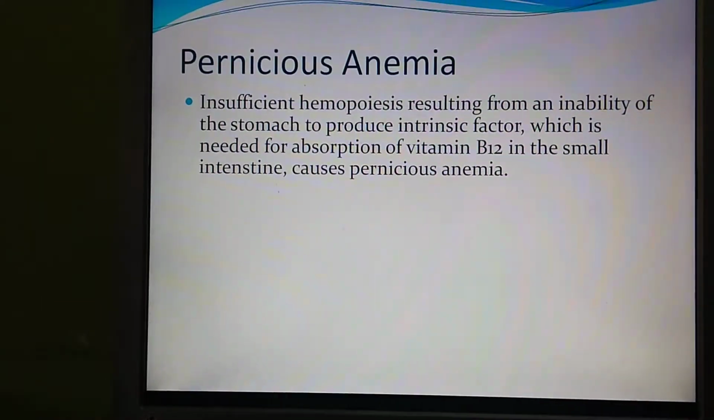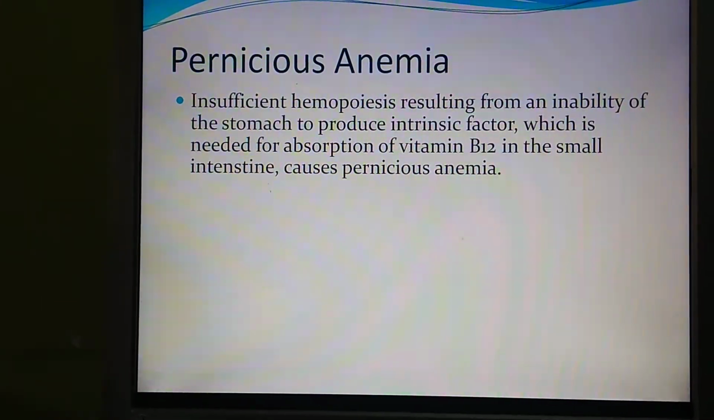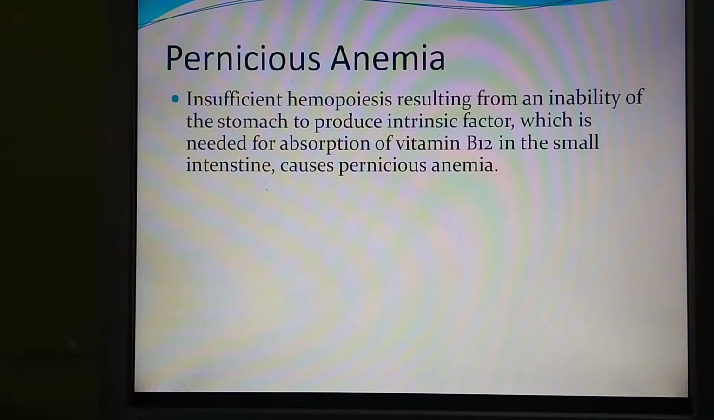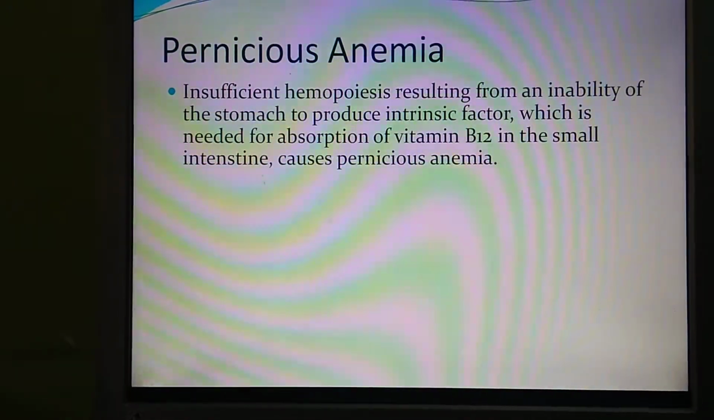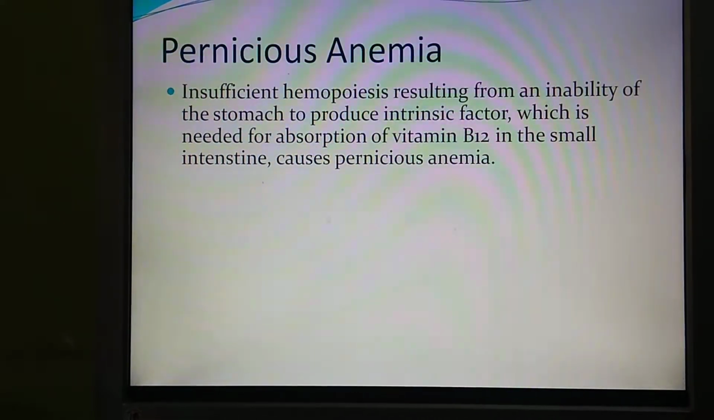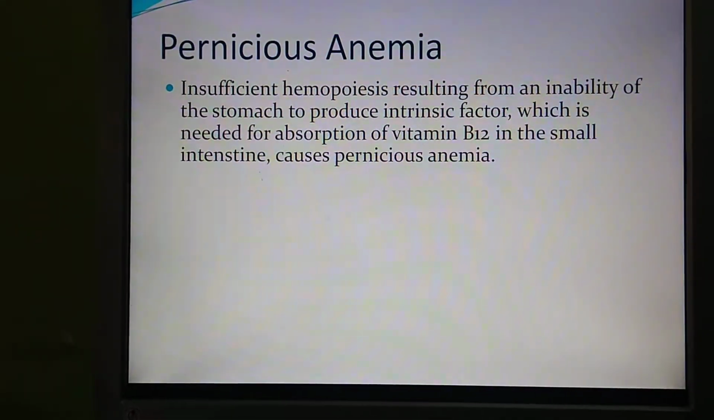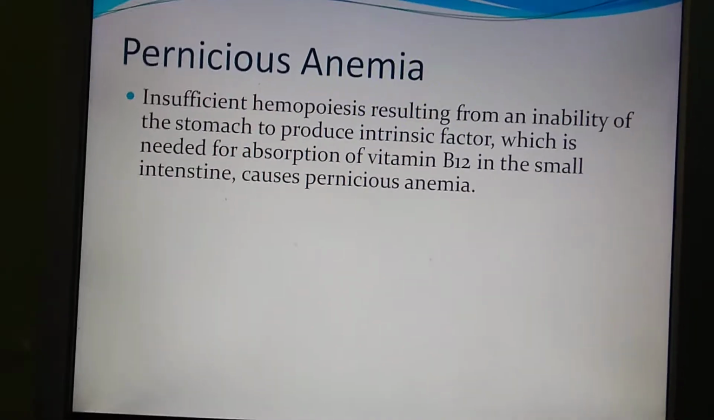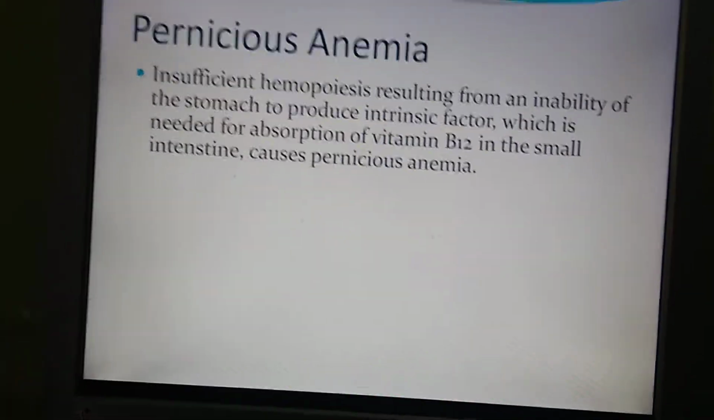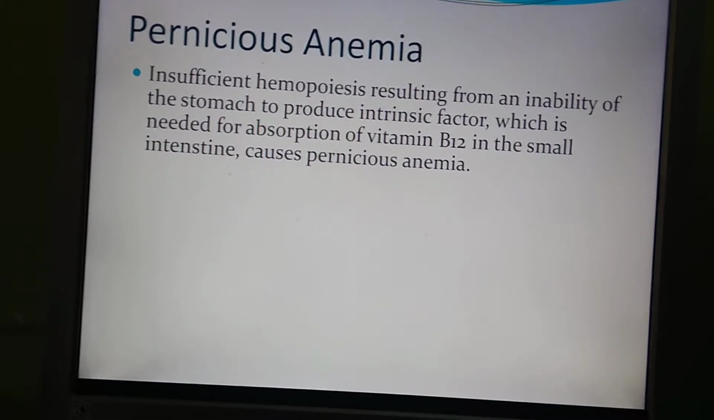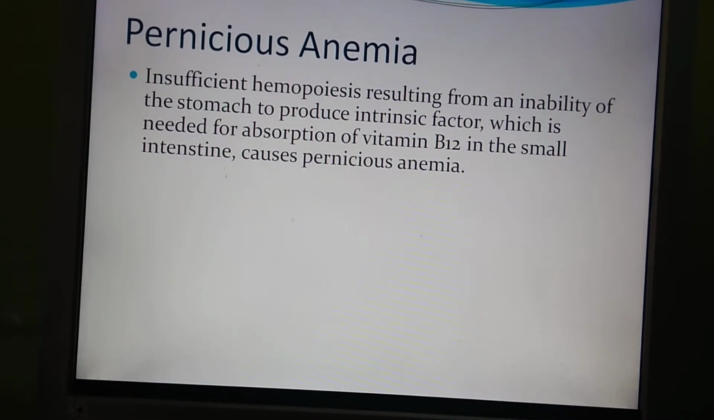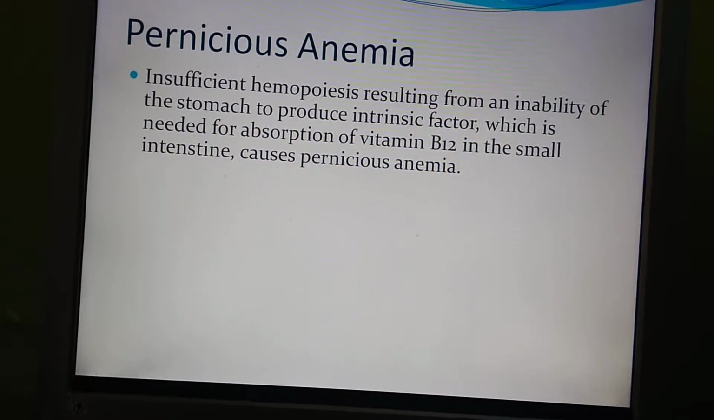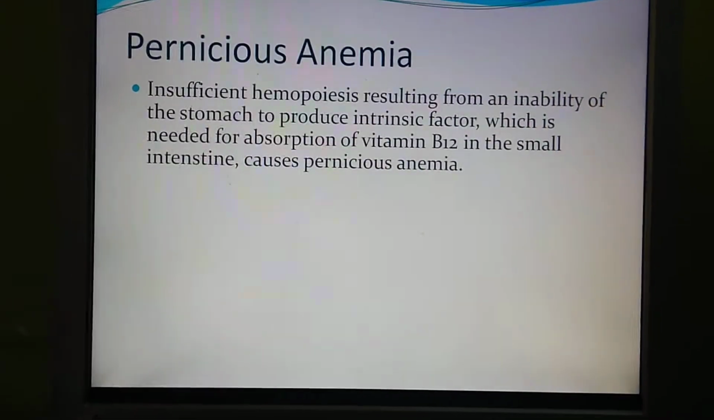Insufficient hemopoiesis resulting from an inability of the stomach to produce intrinsic factor, which is needed for the absorption of vitamin B12 in the small intestine, causes pernicious anemia. So, in the absence of intrinsic factor, the extrinsic factor also cannot be absorbed, and the intrinsic factor and extrinsic factor both combine together in the formation of hemoglobin.